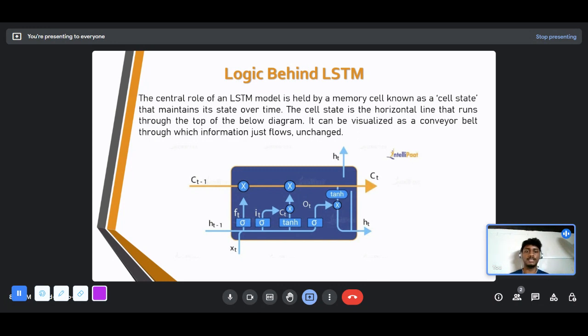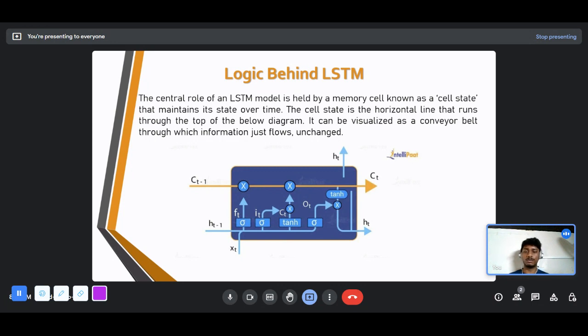Finally, we need to decide what we're going to output. The output will be based on our cell state, but will be a filtered version. First, we run a sigmoid layer which decides what parts of the cell state we're going to output. Then, we put the cell state through tanh to push the values to be between -1 and 1 and multiply it by the output of the sigmoid gate so that we only output the parts we decided to.